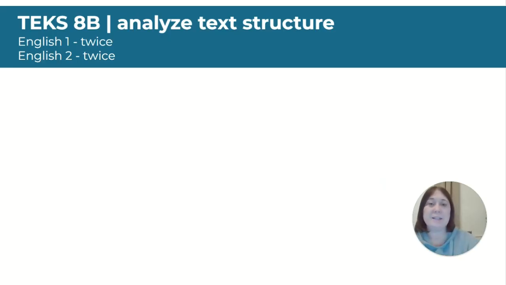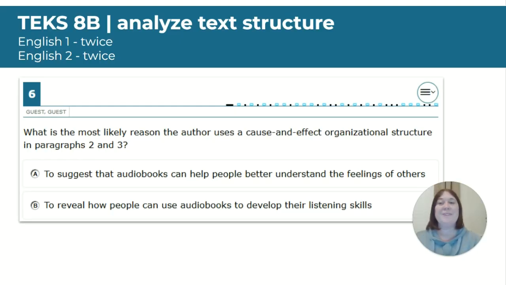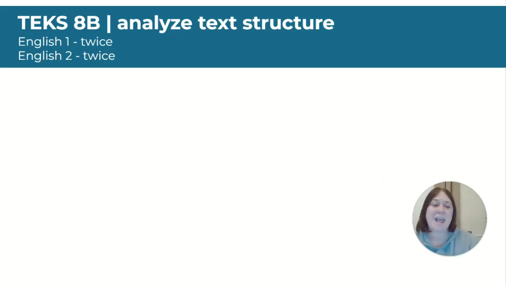Here we go, TEKS 8B, analyzing text structure. And again, since this is coming from the author, we are going to see that phrase, the most likely reason the author does blah, blah, blah. Here on this question, they're asking about using a cause and effect structure, which I think most of our students should be able to analyze.